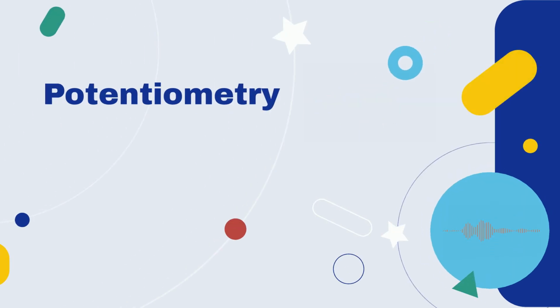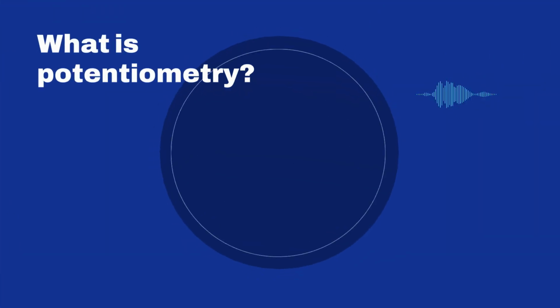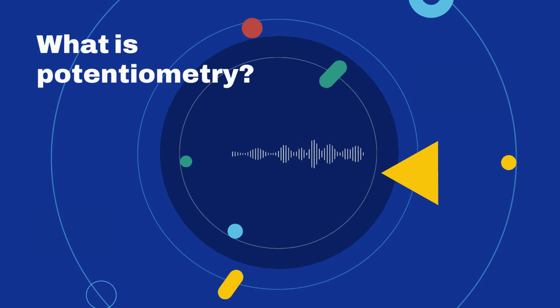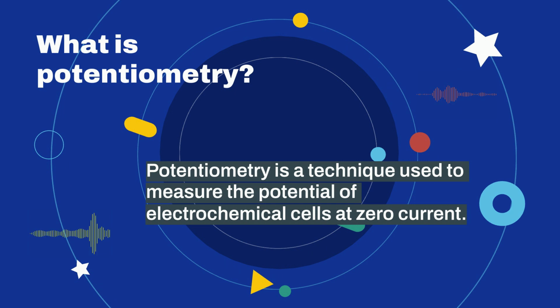Hi everyone, in this video, we will see how potentiometry is applied in electrochemistry. What is potentiometry? Potentiometry is a technique used to measure potential of an electrochemical cell at zero current.